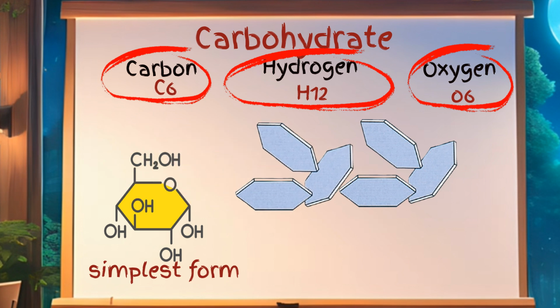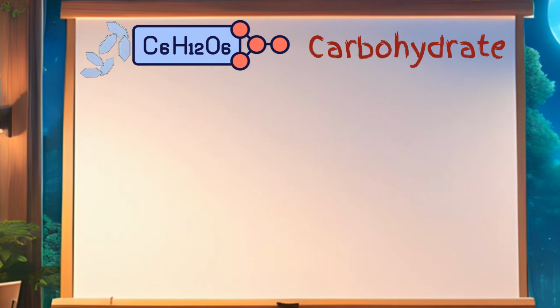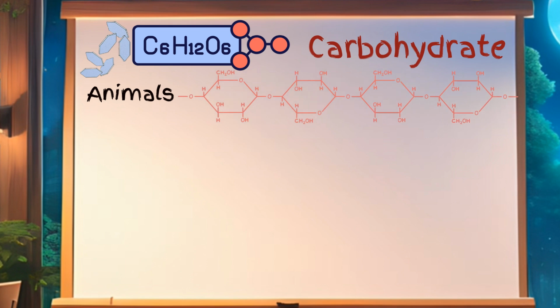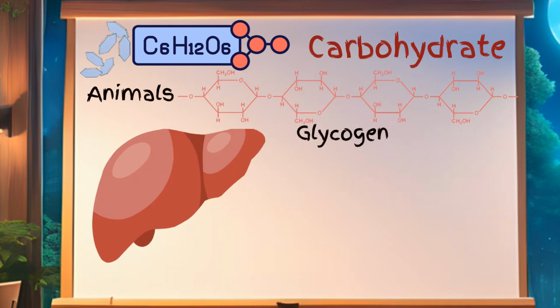Now, when many glucose molecules link together, magic happens. You get bigger carbohydrates. Let me show you 2 examples. In animals, glucose molecules link into branched chains to make glycogen. That's the storage form of sugar in your liver. It's like packing away energy snacks for later.